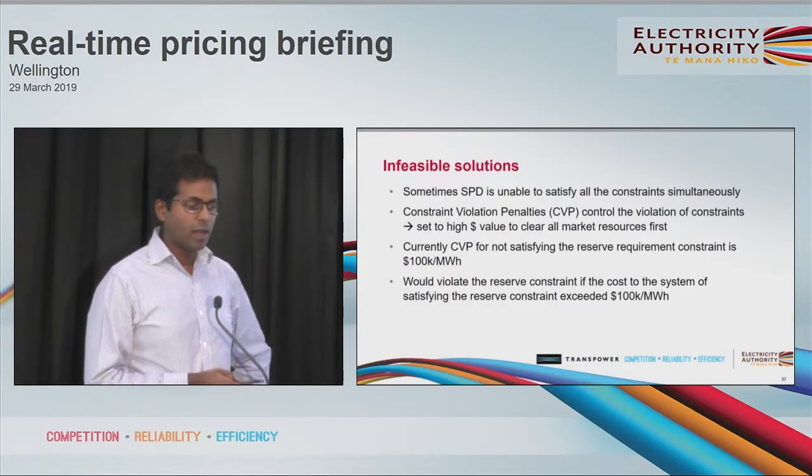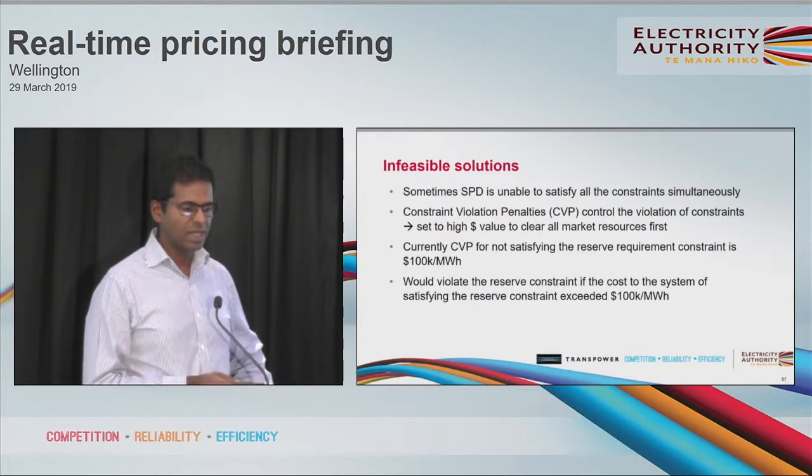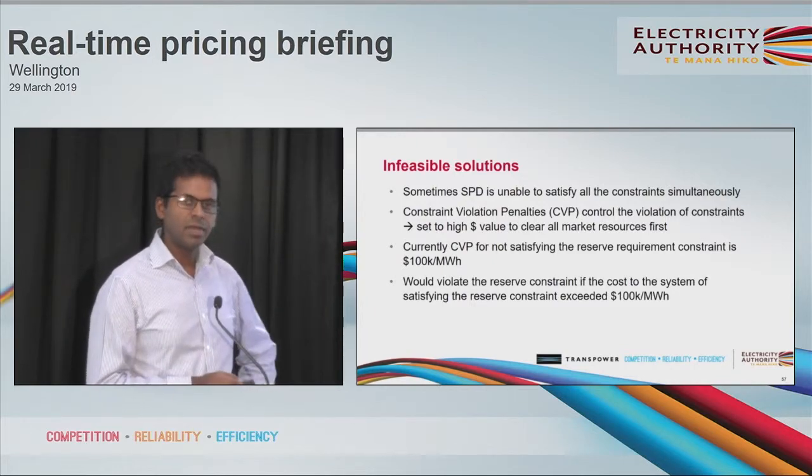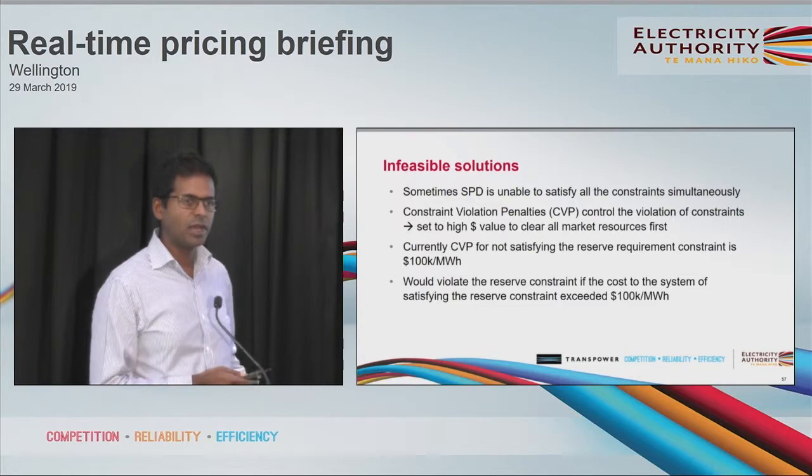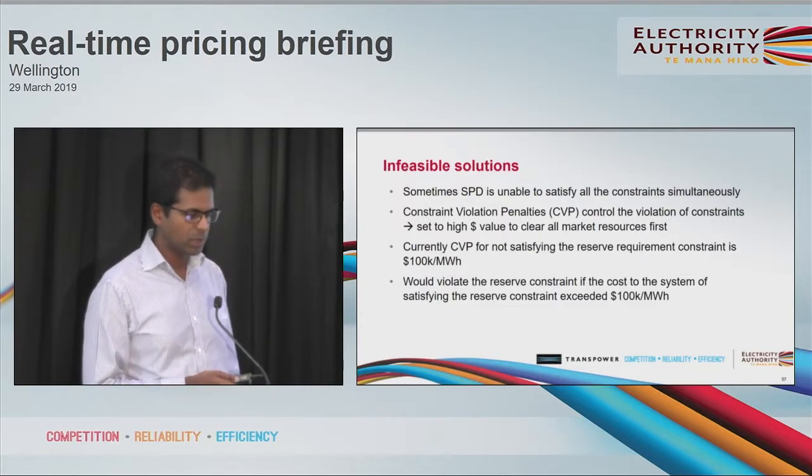In our market, the reserve CVP is the lowest. It's at $100,000, but still that is well above market offers. Its sole purpose is so that we can figure out when SPD breaks, where it's breaking, and what the issue is. So this $100,000 has no economic basis at all.